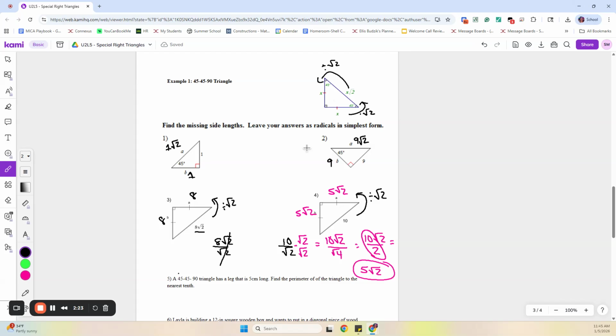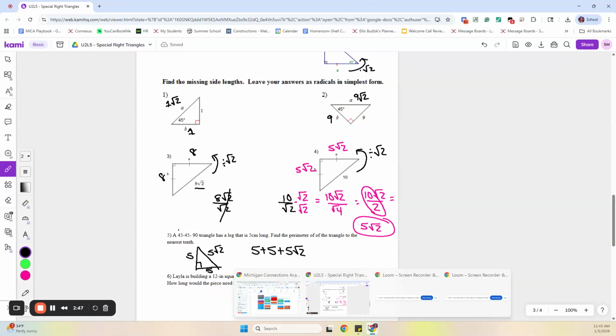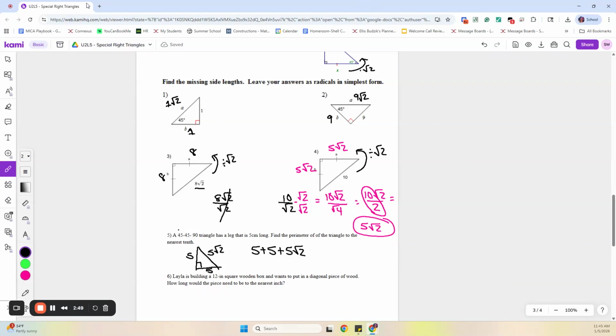For number 5, it says a 45-45 triangle has a leg that is 5. So again, let's draw this out. So 5 is my leg. That means my other leg is going to be 5. My hypotenuse would be 5 root 2. Find the perimeter to the nearest tenth. Well, perimeter is just adding them up. So 5 plus 5 plus 5 root 2. And then they said round to the nearest tenth. So let's go ahead and calculate that.